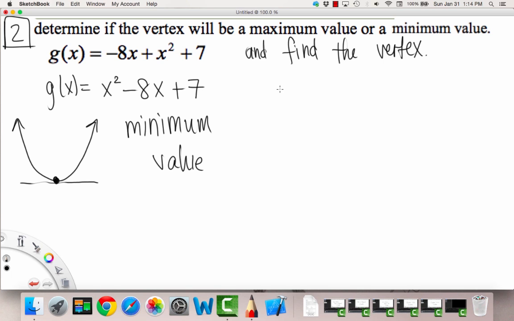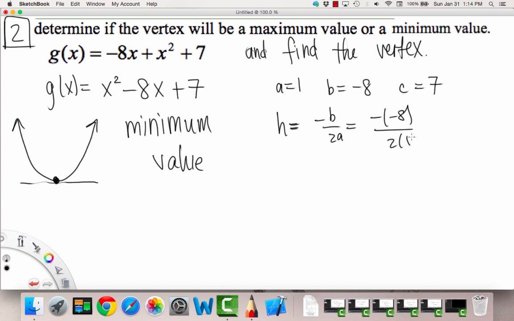So let's identify our a, b, and c. So a is equal to 1, b is equal to negative 8, and c is equal to 7. And if we plug that in for h, that's our x-coordinate of our vertex. This is going to be negative b over 2a, which is negative times negative 8 over 2 times 1. So this is going to be a positive 8 over 2. So h is equal to a positive 4.